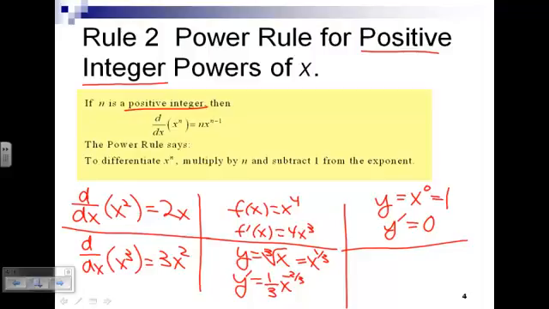All right. So why is this rule true? And actually, the why of the rule is why they want to limit us to positive integers at this moment. Does anyone have a reason why this is true? Why does this rule work?